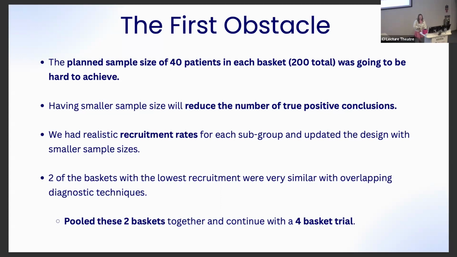Because we now had access to the actual recruitment rates across the baskets, we kept the 200 total, but we split the sample size differently to get realistic numbers of what we could achieve. Again, we did simulation studies to examine what the operating characteristics would be based on this design. One thing we could do is that 2 of the baskets with the lowest recruitment were very similar. They had overlapping diagnostic techniques. So we pooled those 2 baskets together to increase their sample size. That left us with a 4-basket trial.